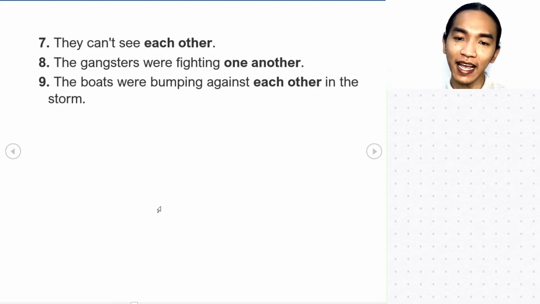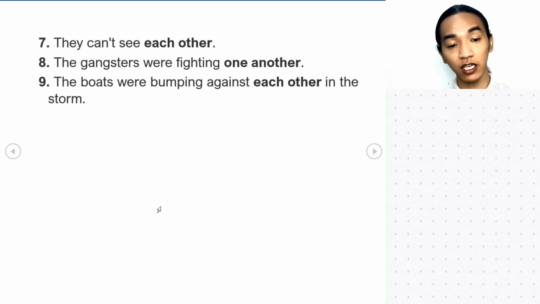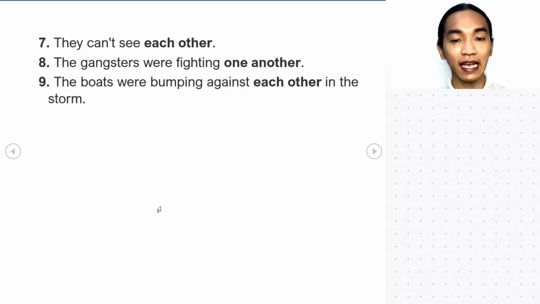Okay? Next one. They can't see each other. Can't see you. You can't see me, right? They can't see, okay, each other. Next, the gangsters were fighting one another. Okay. The boats were bumping against each other in the storm.